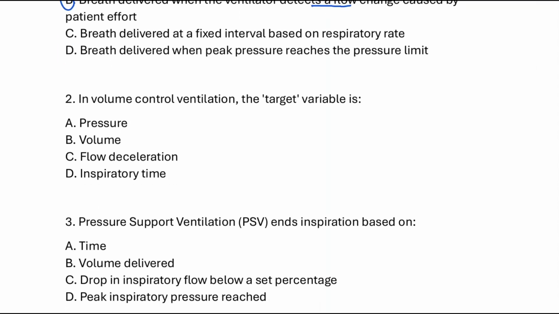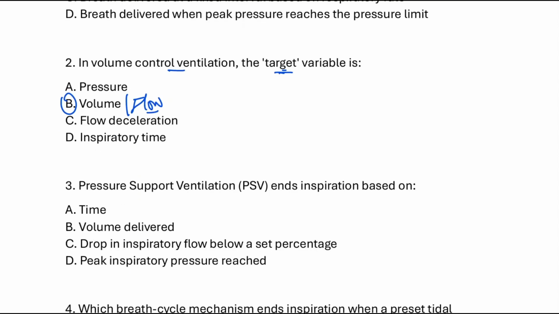In volume control ventilation, the target variable is, what do you guys think? In volume control, what are you targeting? Remember, target is how the breath is being delivered. Very good. So the answer there will be volume, which is also flow, right? Remember, I said that flow is volume over time. Moving on to the next question.